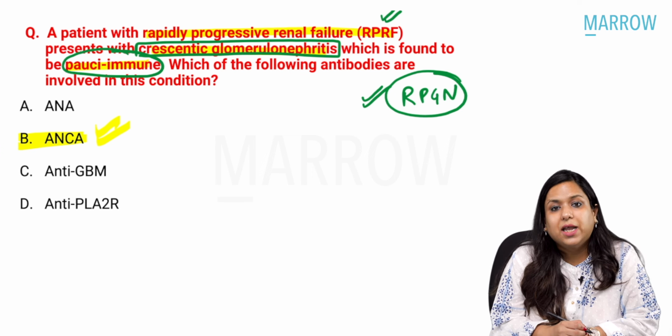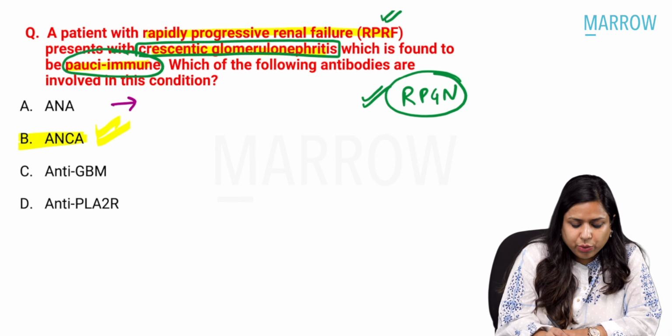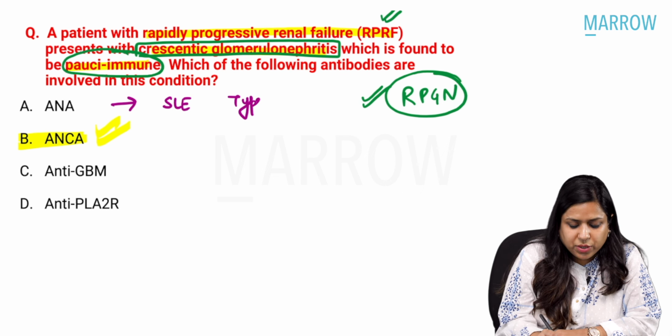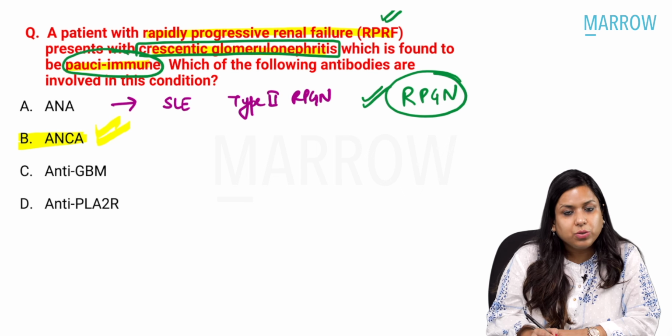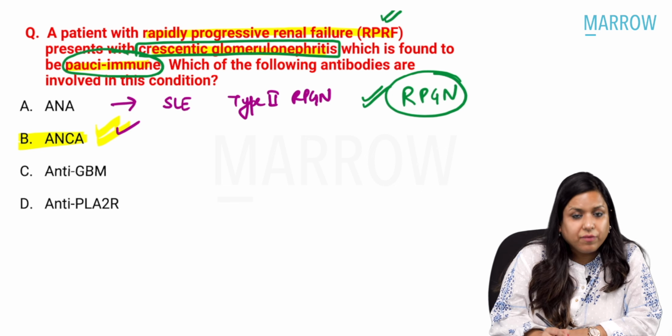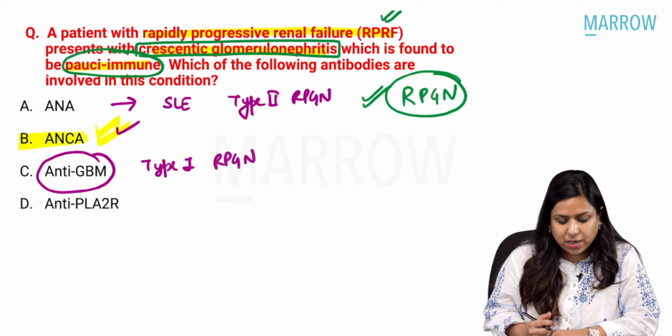One option was ANA. Where will you see ANA, students? Anti-nuclear antibody will be seen in SLE. So here the patient will have type 2 RPGN. Understood? And that is not pauci-immune because this is an antibody. ANCA we have already done. Anti-GBM is basically type 1 RPGN. That is also not pauci-immune because it is antibody mediated.